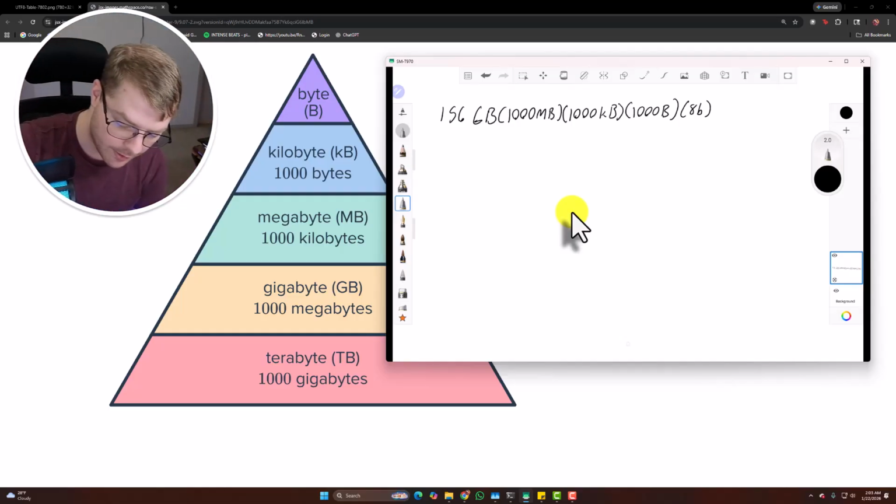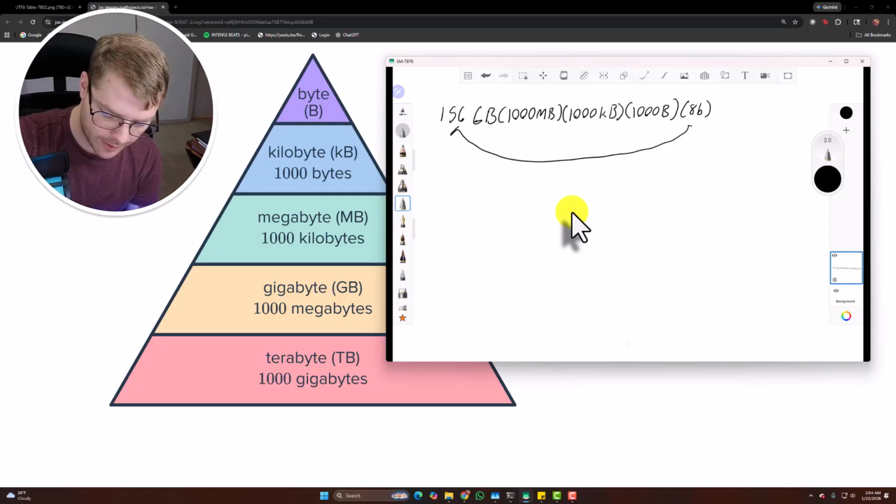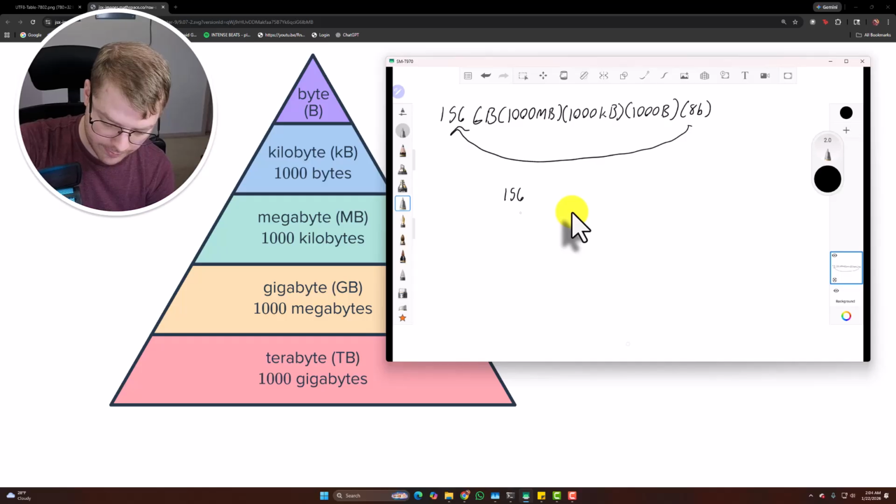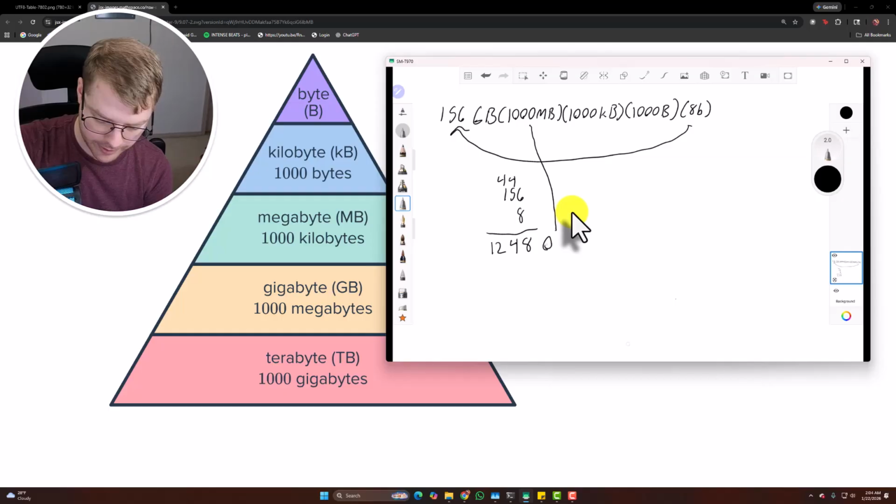So I can take 8 and multiply it into 156. Let's do that. So we have 156 times 8. We have 48. So we have 40 plus 4, so 44. Then we multiply 8 there. We get 8 plus 4, which is 12. And then we can add our zeros. Super easy. We have 3 zeros here. We have 3 zeros here. And then we have 3 zeros here. Let's throw those commas in there.